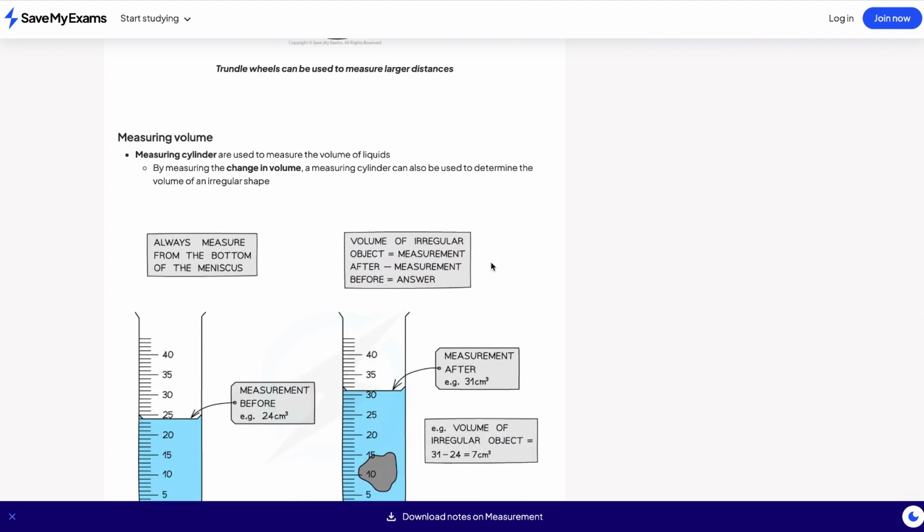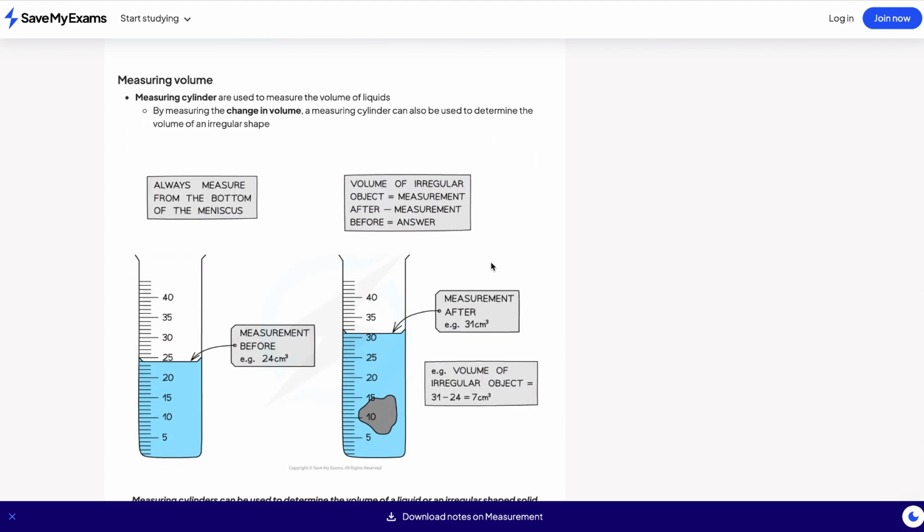So for these 4 instruments, we're going to find a place to look at the vernier caliper and micrometer screw gauge, even if they don't talk about it. We need to know how to use it. The vernier caliper has 2 scales, the main scale reading and the vernier scale reading. So how to take the measurement from each of them.